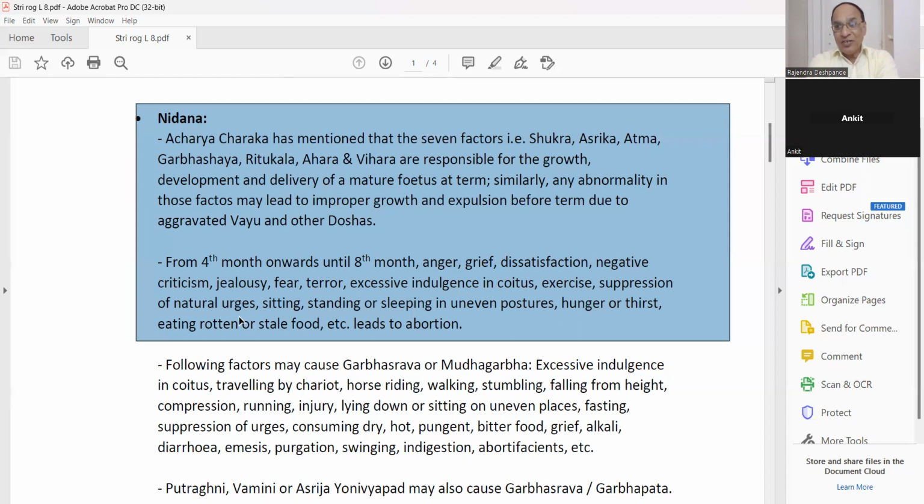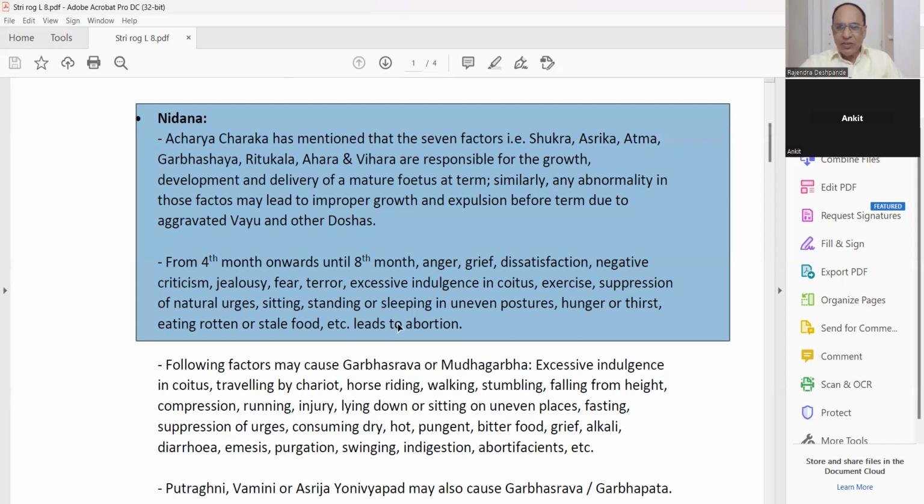Suppression of natural urges. If I am hungry, I must eat. If the pregnant lady has thirst, she should drink water. If she has the feeling to go to the toilet, for defecation or urination, no stopping forcefully. Na vegan dharayet. Vega means natural urges. So that can create a problem.